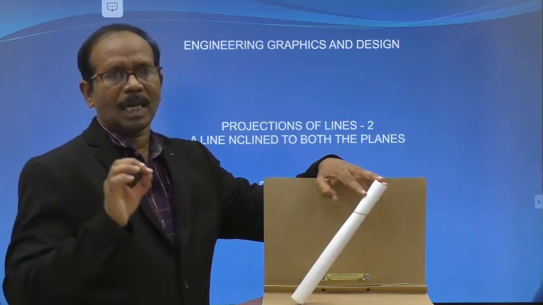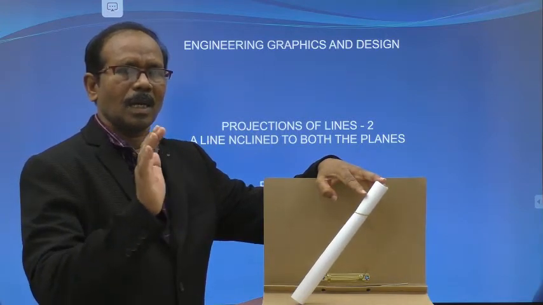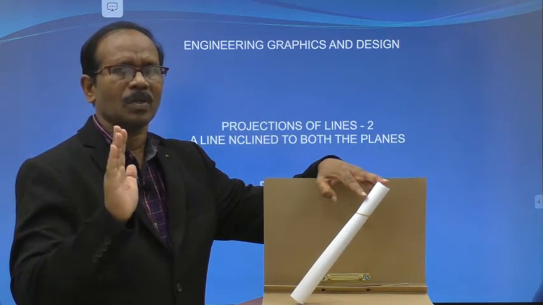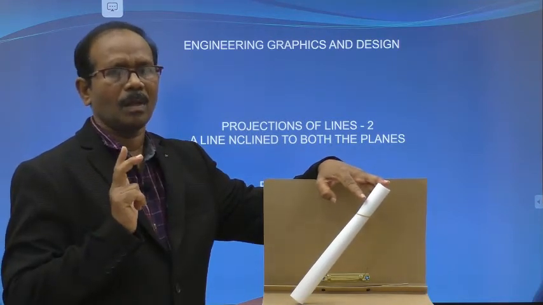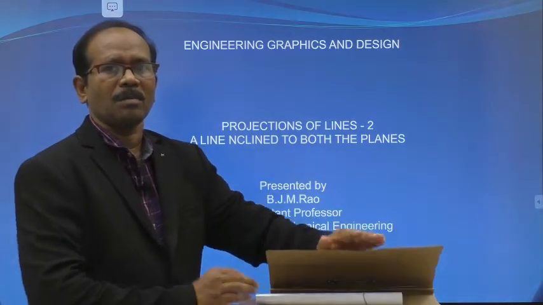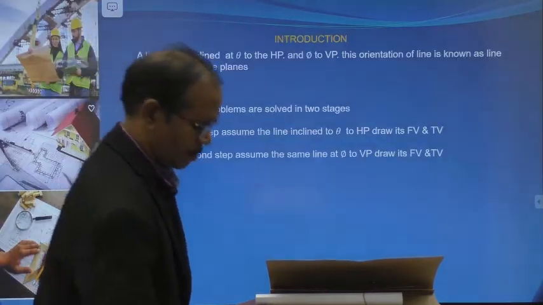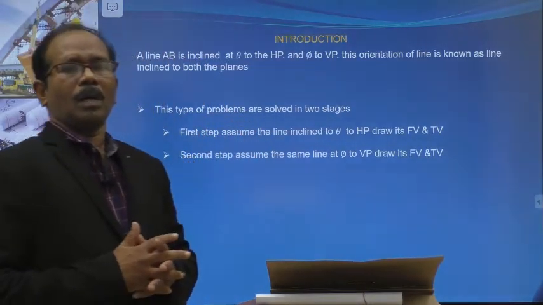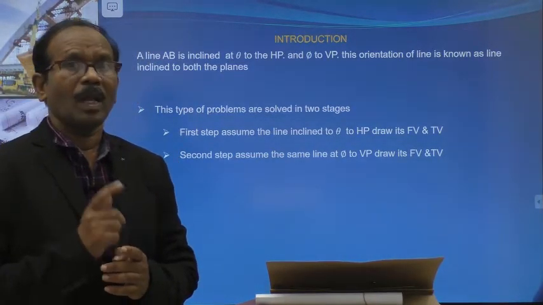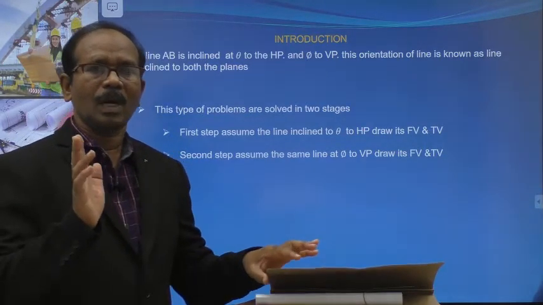In today's class, a line inclined to both the planes. How to solve? I am going to explain in 2 to 3 stages. Just carefully observe the model. Let us assume a line. As I told you, these types of problems are solved in 2 stages. Step 1, assume the line inclined to the horizontal plane.